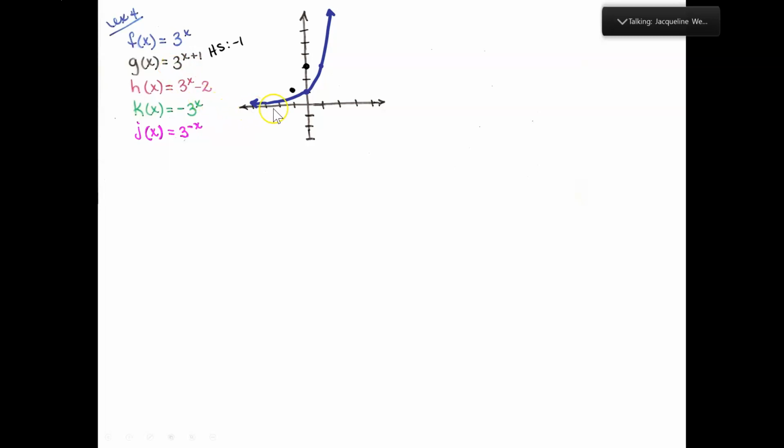Okay, I can use my asymptote, and I'm going to take these 2 points that I used right here to graph the original and just horizontally shift them -1. So if I horizontally shift those 2 points, then I have everything I need to sketch my horizontally shifted one.